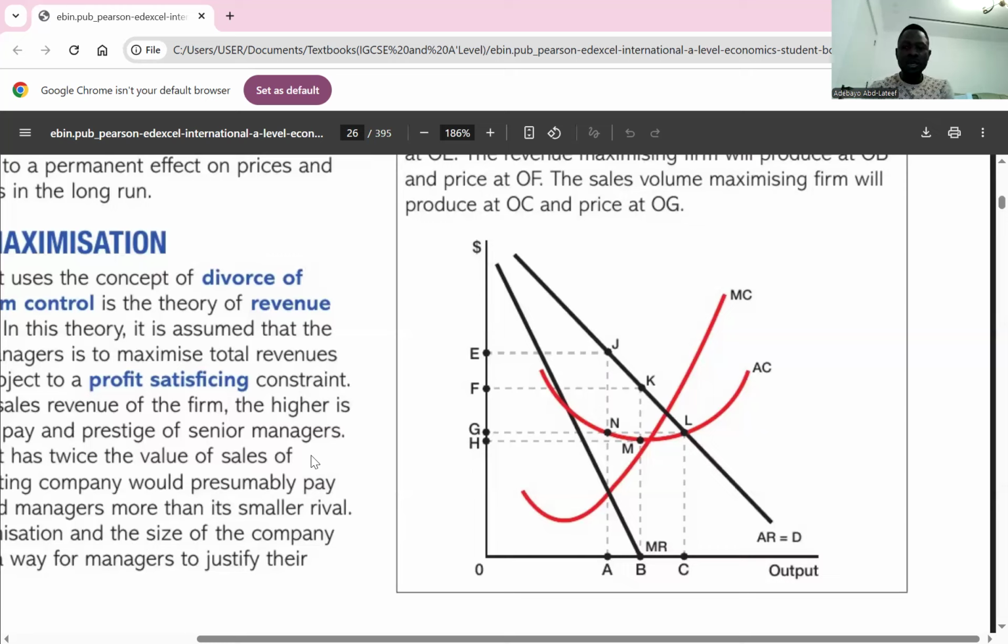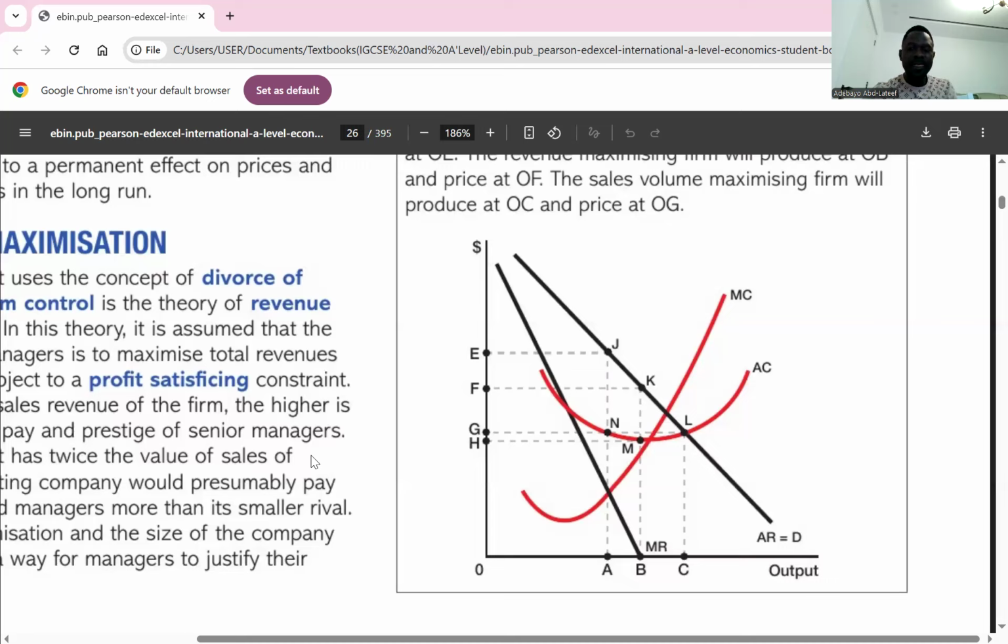So if the demand has to increase, you have to sell at the demand curve of OB, where your marginal revenue equals 0. Your marginal revenue is 0 at this point. Do you get it? So that is the point where you have to sell. That means you produce at OB and you sell at OF.